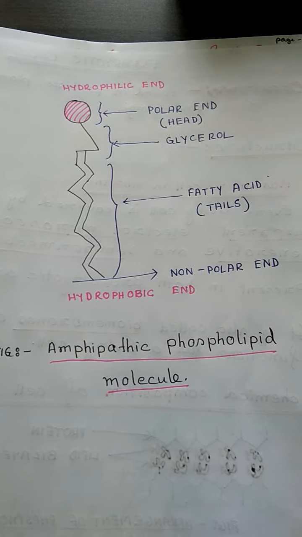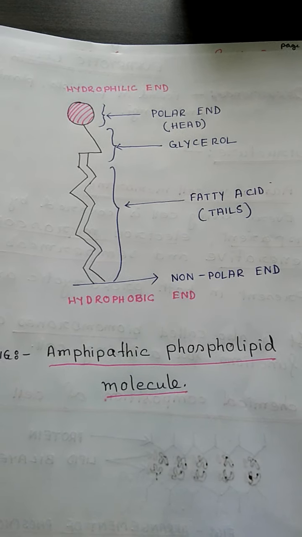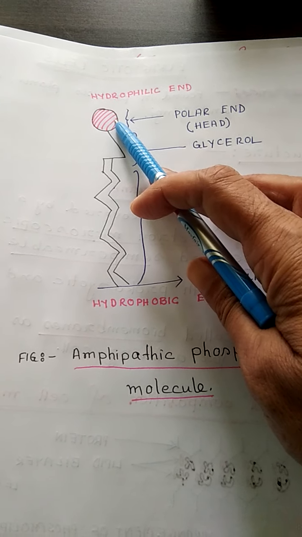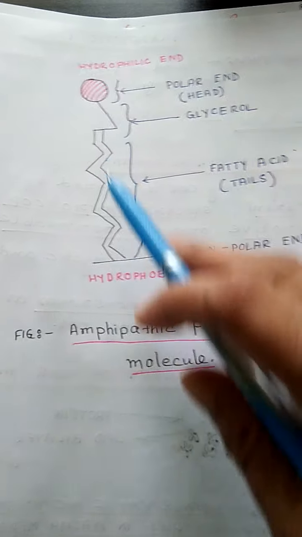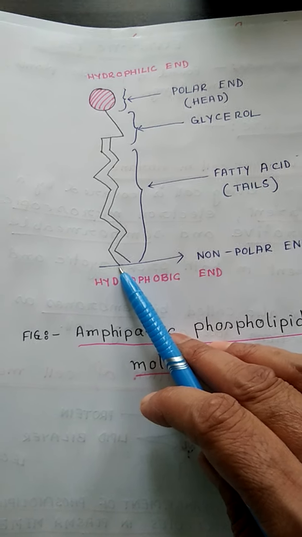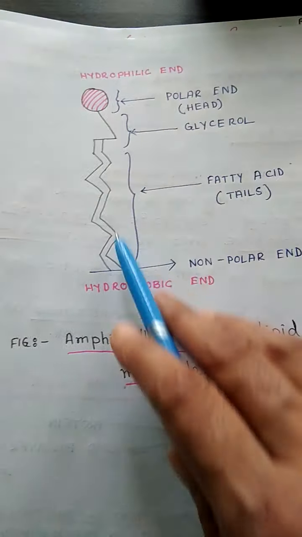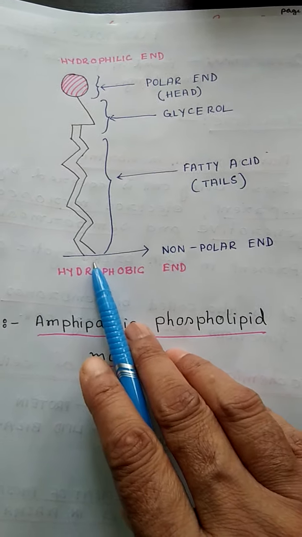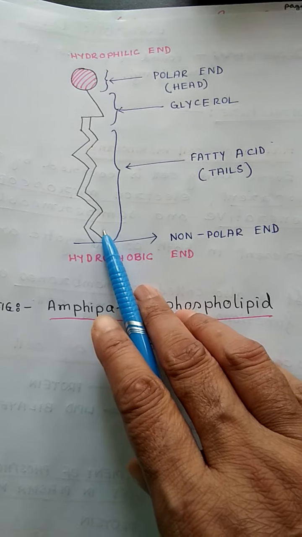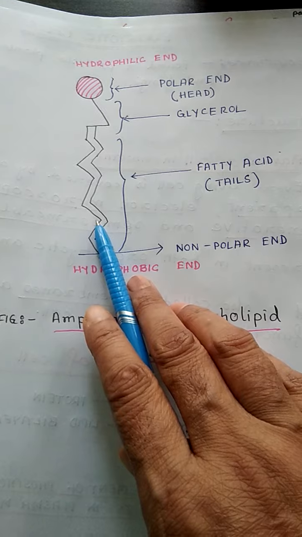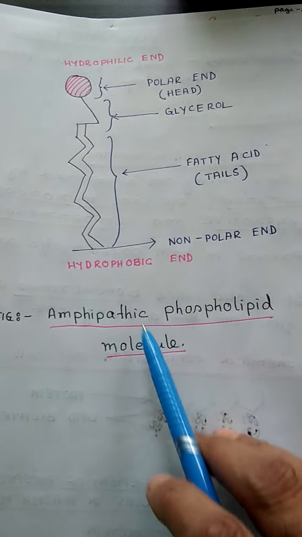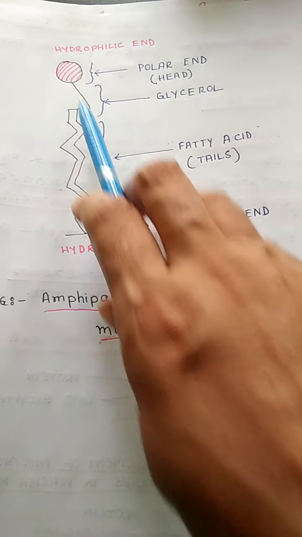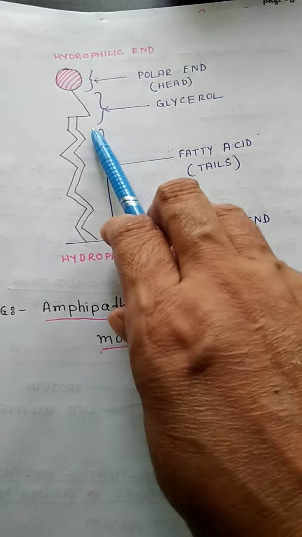Now, why is it called an amphipathic phospholipid molecule? Just see the structure. This part is hydrophilic, it's fond of water, and just the opposite is hydrophobic. This is the head part and this is the tail part, or you can say it is the polar end and this is the non-polar end. The tail part is fatty acid, and this one is glycerol. So the structure of an individual one looks like this: polar part, non-polar part, fatty acid, glycerol.